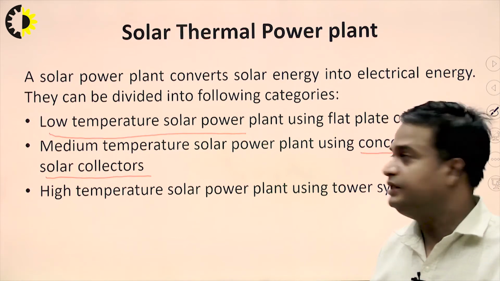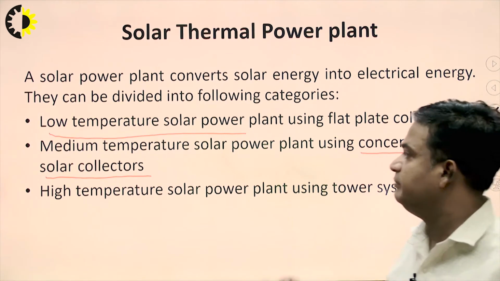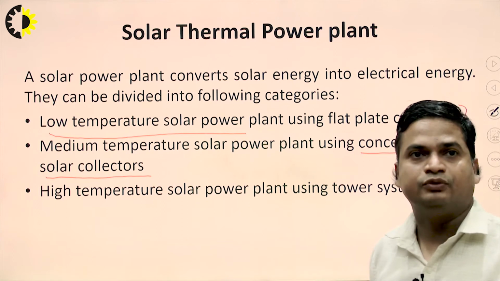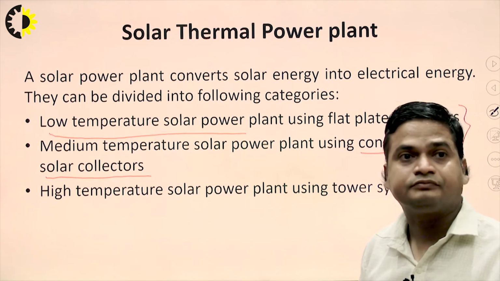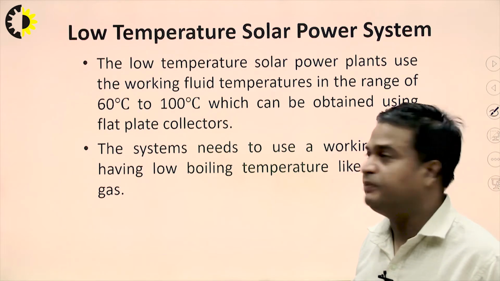So these three are the classification, we can say: low temperature, medium temperature and high temperature solar thermal power plant. Now first is the low temperature solar power system.